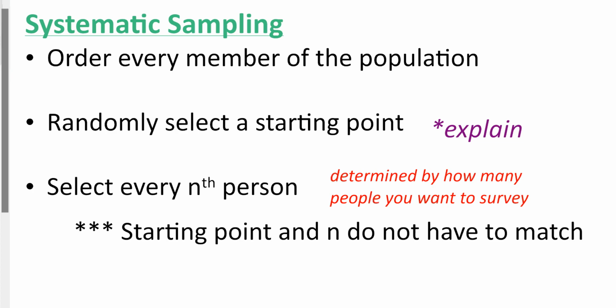But the starting point and end do not have to match up. So you might have the 9th person be your starting point. You don't have to have 9 people total. It's just going to be every nth person after that.